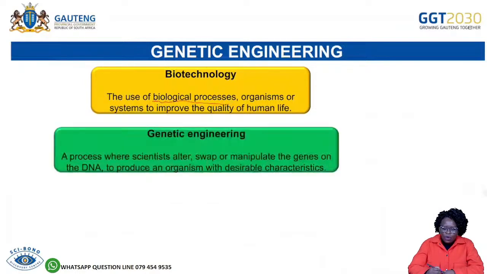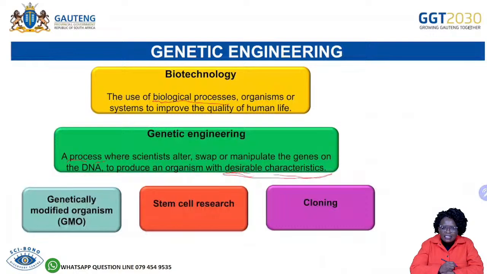Then we have genetic engineering. Genetic engineering is a process. Now we're talking about a process. In other words, when we spoke about biotechnology, this is like the broader explanation. But now, genetic engineering is a more specified field where scientists alter, swap, or manipulate the genes on the DNA to produce an organism with desirable characteristics. I want you to keep this in mind, desirable characteristics, because we are going to dwell more on that.